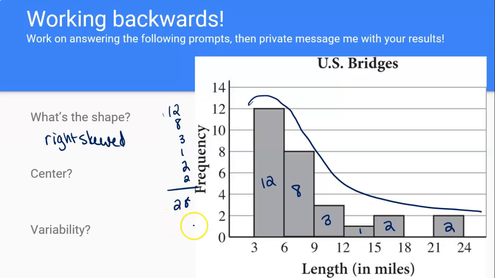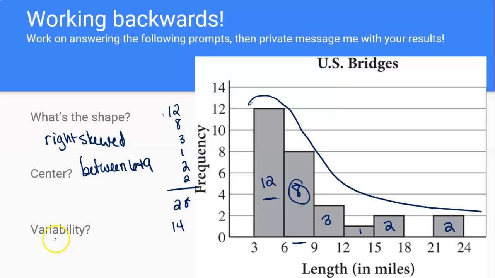So that means half of 28 is 14. So about the 14th piece of data would be the center. Well, there are 12 here, which means the 14th piece of data falls somewhere in here between 6 and 9. So the center is between 6 and 9, which makes sense if it's right skewed. There are very few, but these stretch out here to make a right tail.